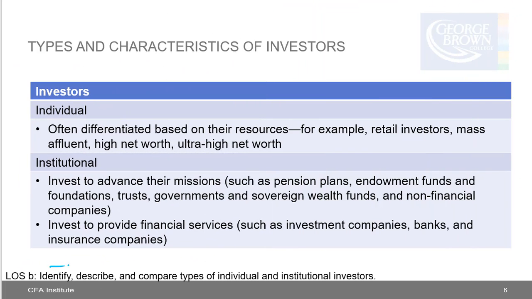Learning outcome statement B is: identify, describe, and compare types of individual and institutional investors. So as I had previously mentioned, investors are not a homogeneous group. There's a lot of diversity. Both individual and institutional investors have distinct characteristics.